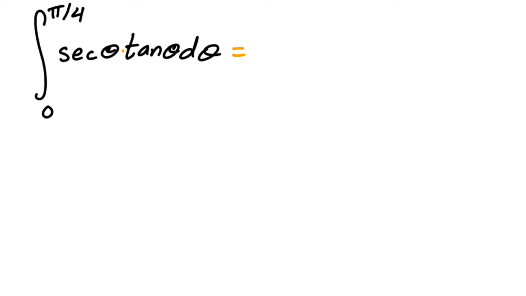So what you want to do is just think, okay, what's the function whose derivative equals secant theta tangent theta? You have your library of derivatives in your brain, and you go, oh, I know, secant, because the derivative of secant is secant tangent. And that's all you have to do. And then, of course, just plug it in.